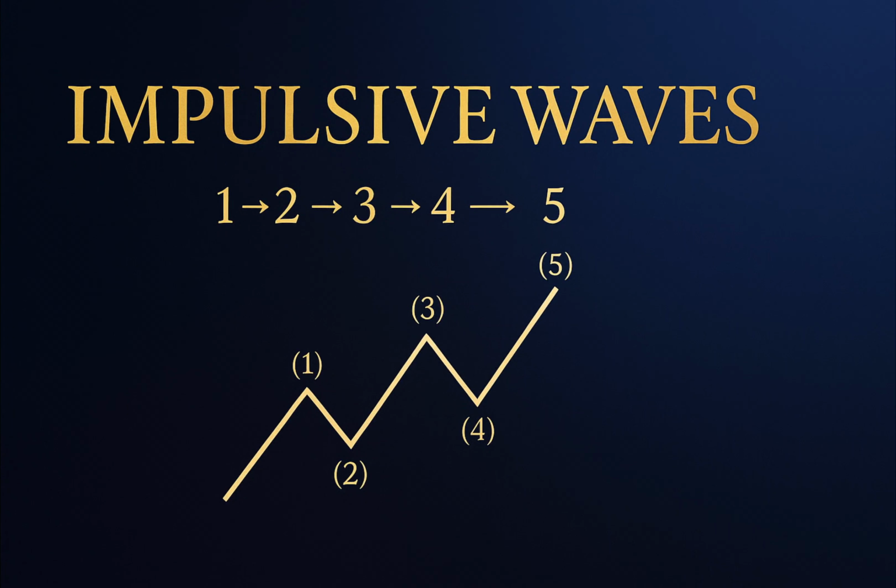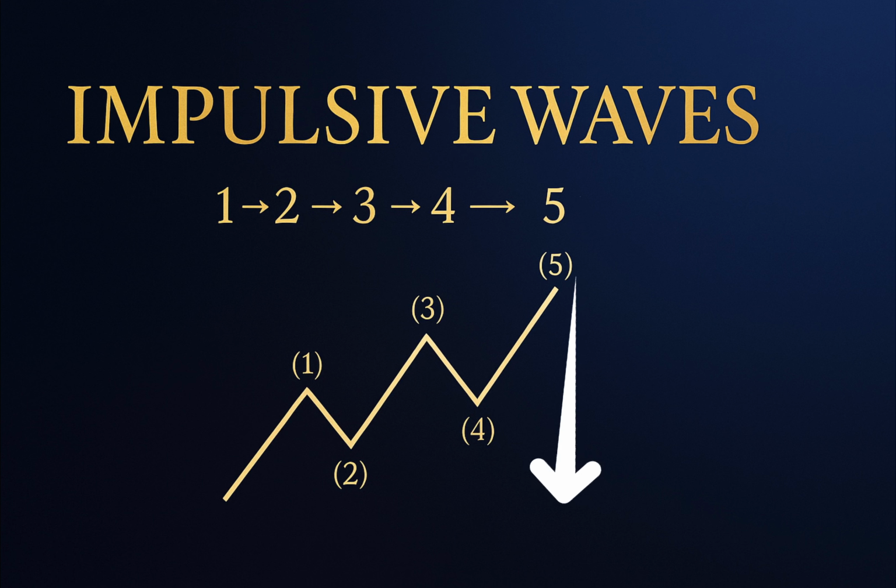Hello, traders and learners. Today, we're diving into one of the most powerful patterns in Elliott Wave Theory, the impulsive wave, also known as the 5-3-5-3-5 structure. So, what is an impulsive wave? It's a simple five-wave structure that moves in the direction of the larger trend. That means, when the market is trending up, impulsive waves push it higher. When the market trends down, impulsive waves push it lower.